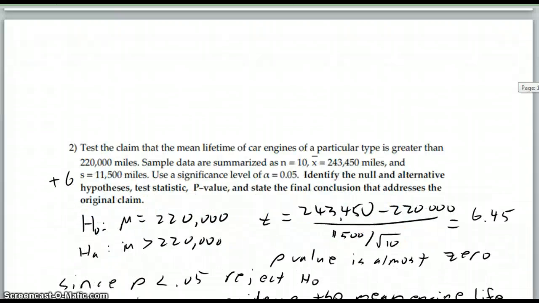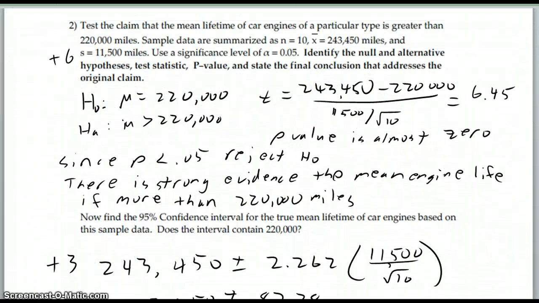And number 2, this is testing the average lifespan of engines. It's assumed that it's 220,000, and we're trying to see if it's greater than 220,000, so it's a one-tailed test. Calculator T statistic, we get 6.45. It's a really large T-score, and if you look it up in your T table, under row 9, it's off the charts really.